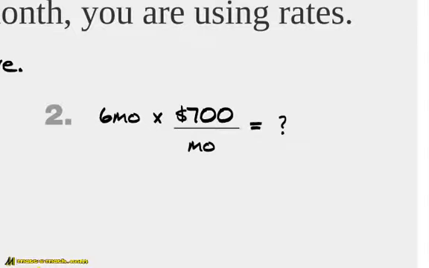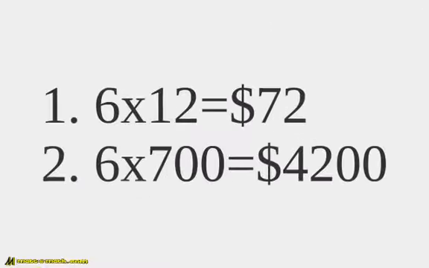What about this one? 6 mows times $700 per mow. Well, mow is month. 6 months and $700 per month. What scenario might you use that one with? Well, if you're renting an apartment or something like that, 6 months and $700 per month to rent it. How much would that be total? Remember, the months cancel because you got a month on top and a month on bottom, and then it's just 6 times $700, and that gives you $4,200.